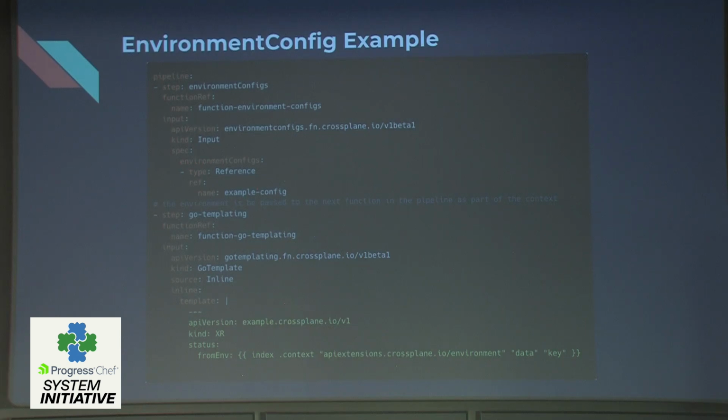How to use that? Again, with functions. So in the first step, we have function environment configs, which can be used to query the Kubernetes API for this environment config. You can have multiple methods of selecting them, either by name or by label. And you can even specify, I want to match exactly 1, I want to match a minimum of 2, maximum of 3. You can specify exactly what environment configs you want to match. And then you can use it in another function. For example, here in the function Go templating, we use it to actually set something in the status based on a key in your data in this environment config.